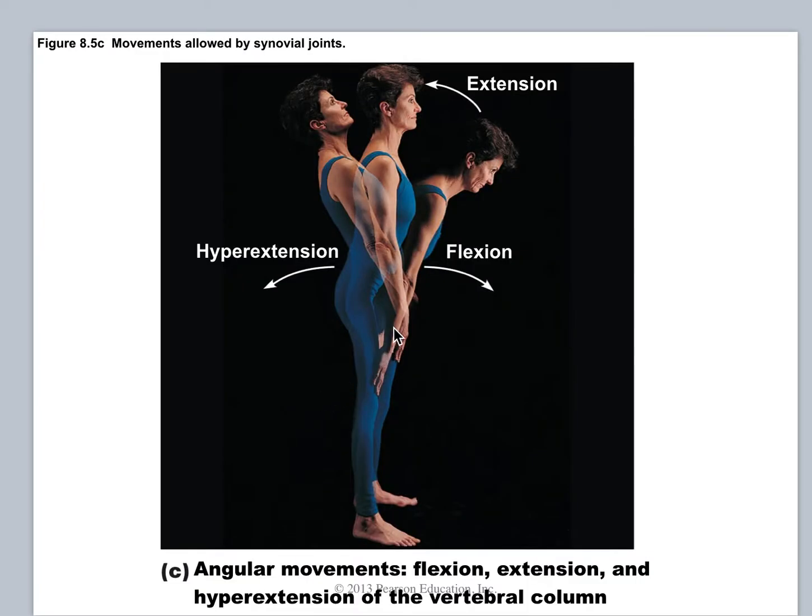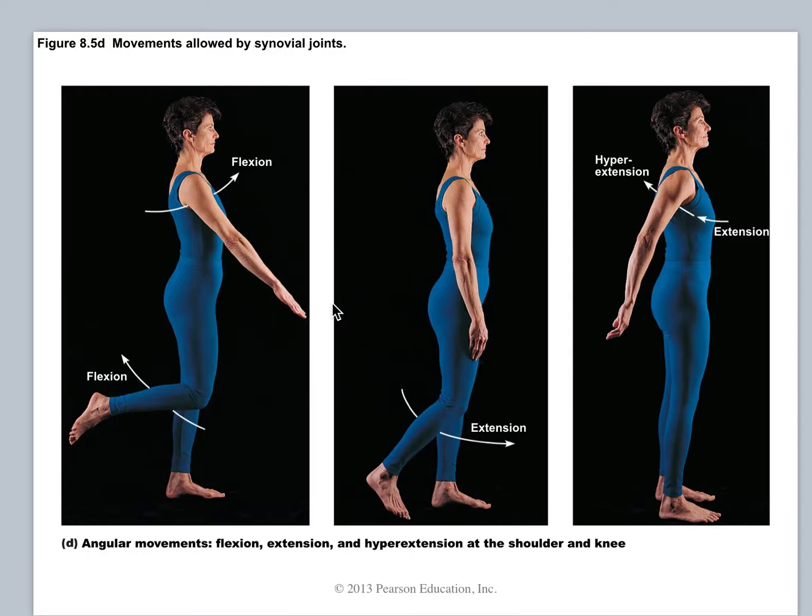Here we have flexion at the waist, extension at the waist, and hyperextension at the waist. Here we have flexion of the shoulder, where the arm goes forward. When the arm goes back to neutral is extension, and hyperextension is when the arm goes back further behind.